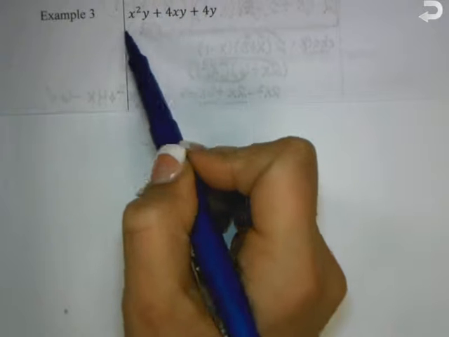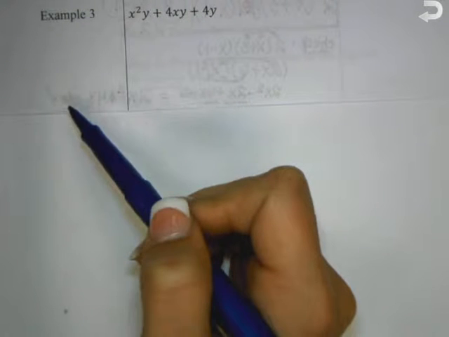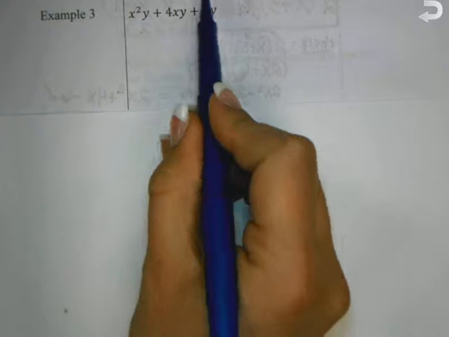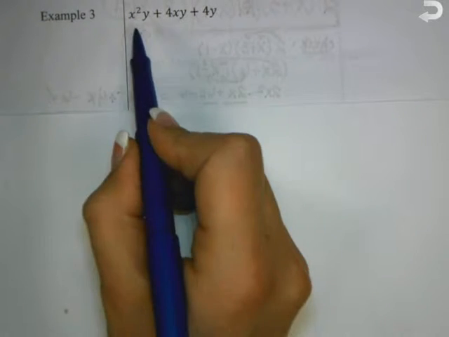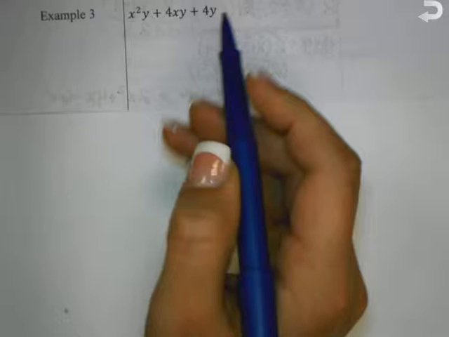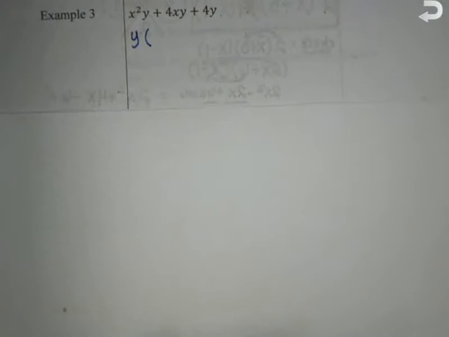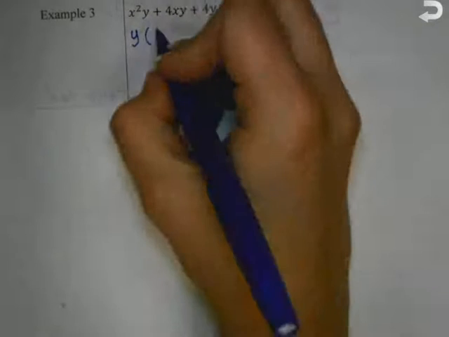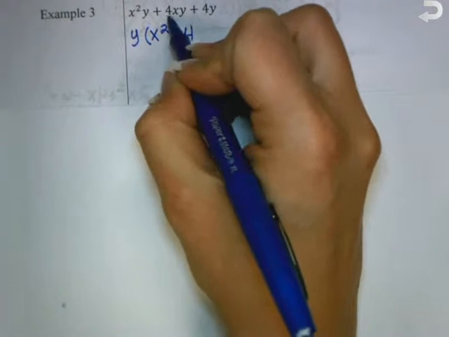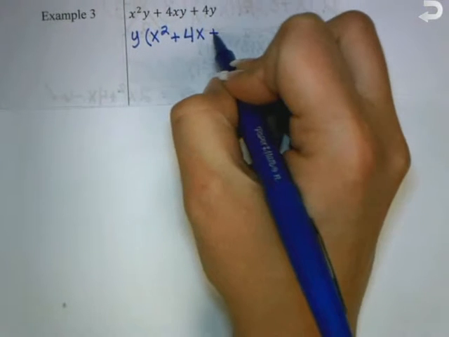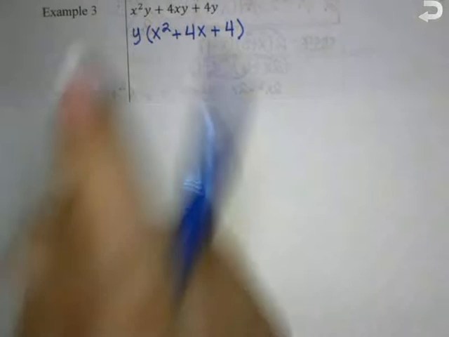What about x? Could x be a GCF? No. How come? There's not an x in here. So what would our GCF be? Y. They all have at least one y, correct? Yes. Okay, so let's factor out a y. If I factor out y, what's left inside? X squared plus 4x plus 4. So that was our first step. Can I factor this trinomial?